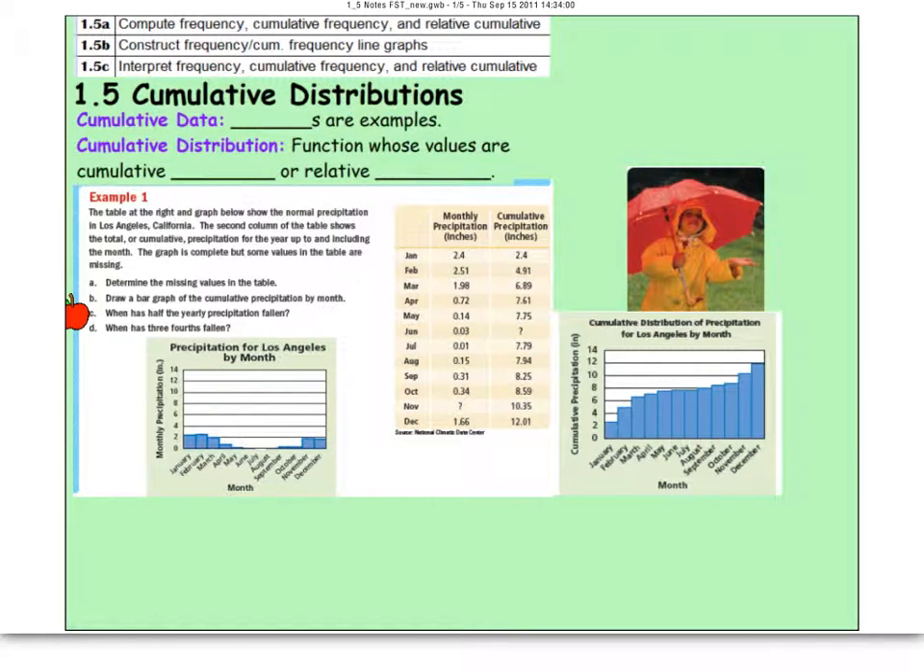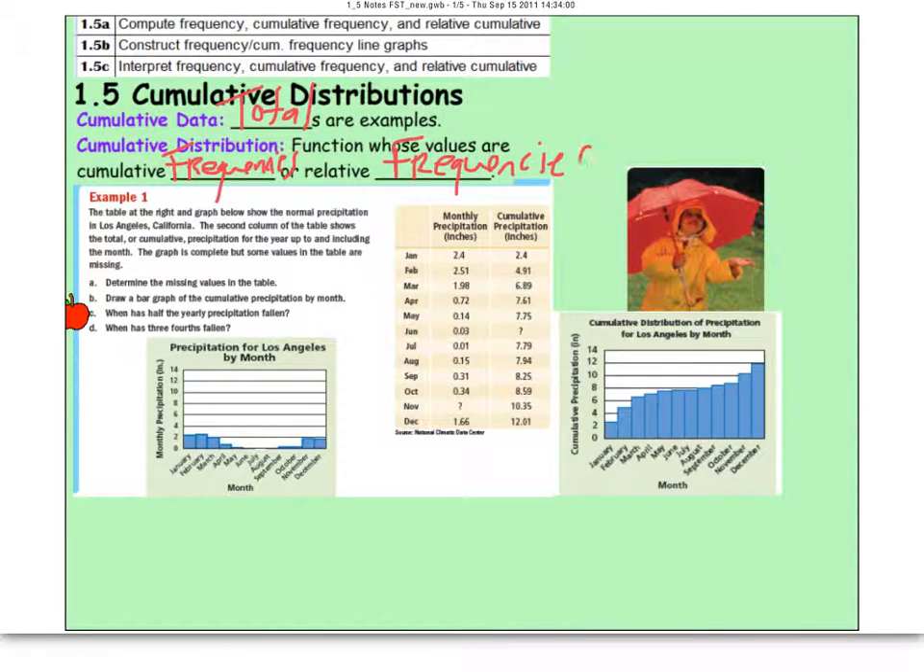For learning objective C, we're going to interpret frequency, cumulative frequency, and relative frequency tables. So first, let's do some definitions. Cumulative data are just totals. And a cumulative distribution is just a function whose values are either cumulative frequencies, remember frequencies are just counts, or they could be relative frequencies, which could be percents.